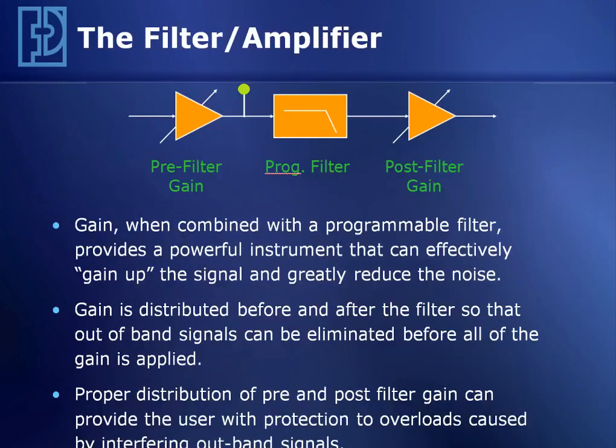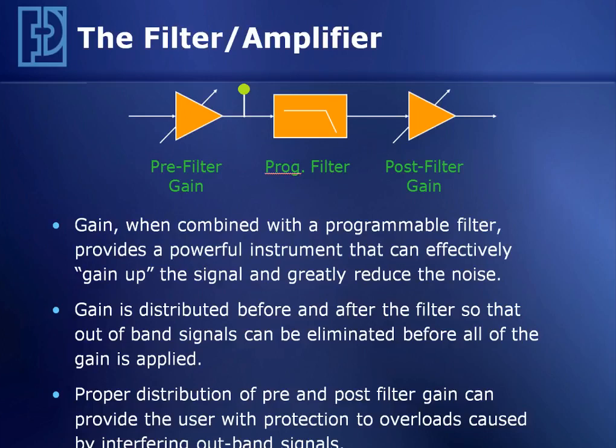Thus far, we've been focused primarily on the filter in the measurement chain. Now we're going to add a programmable amplifier to the filter. And by adding the programmable amplifier, we'll be able to gain up the signal of interest and use the filter to eliminate signals that are outband that we don't want to measure.